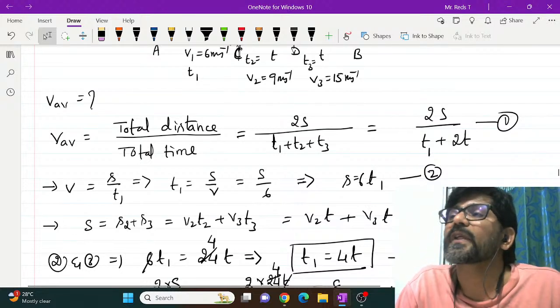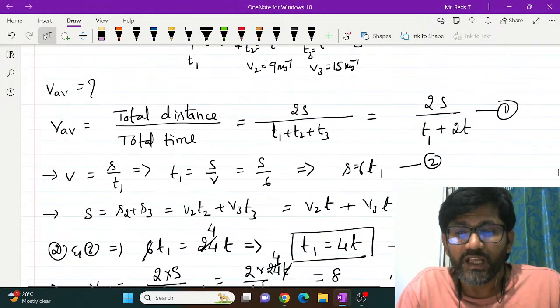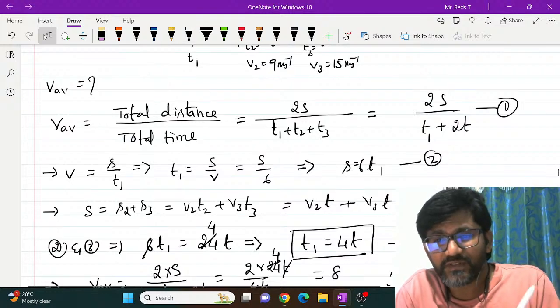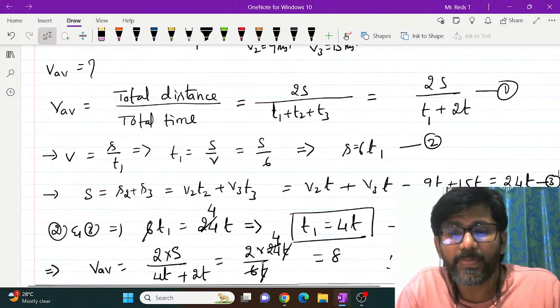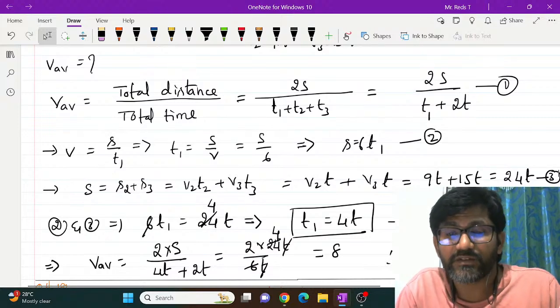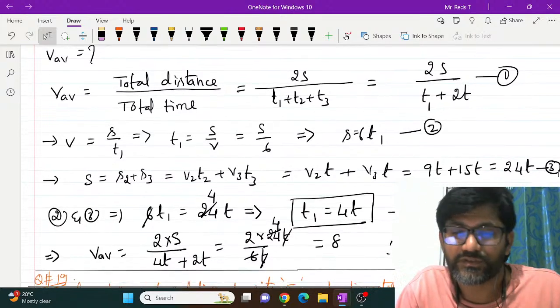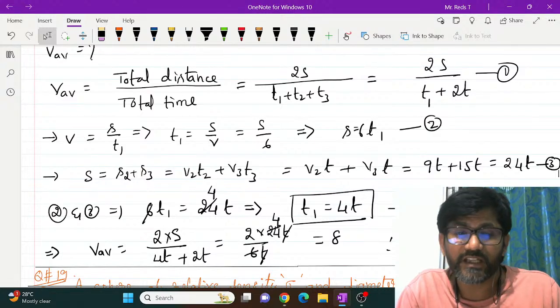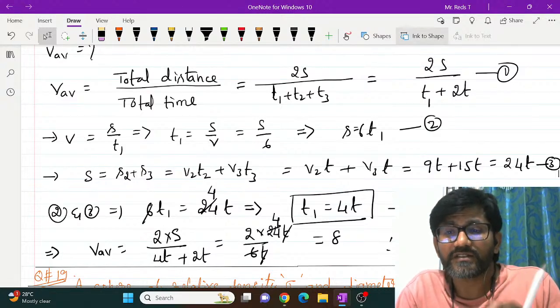Next, as 2 and 3 both give s, equation 2 gives s equal to 6 t1 and equation 3 gives s equal to 24t, we get t1 value in terms of t, that is t1 equal to 4t, which we have taken as equation 4. Now by substituting this t1 and s value also in terms of t.